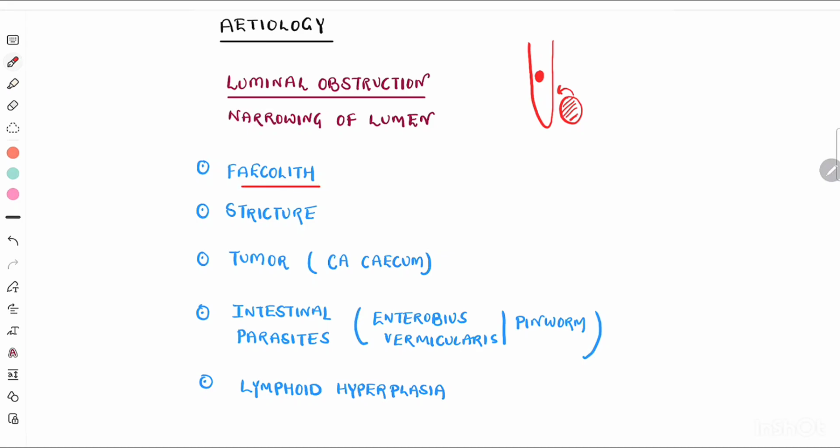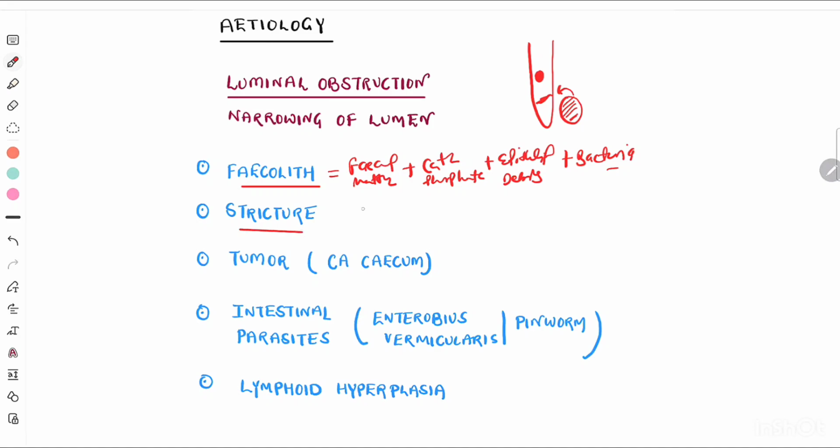What is a fecolith? A fecolith includes fecal matter and calcium phosphate, epithelial debris, and bacteria. These 4 things constitute the fecolith. So the fecolith is the most common cause of appendicitis, and there can be a stricture in the lumen.